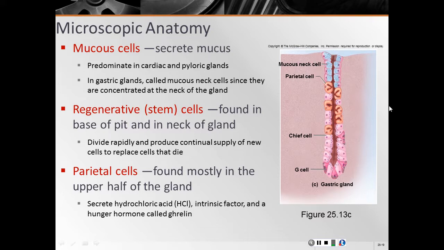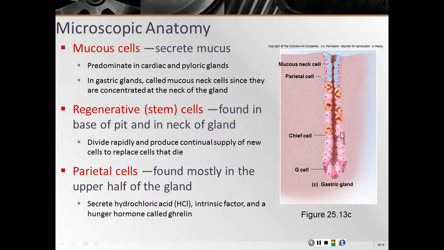Now the regenerative or stem cells are found in the base of the pit and the neck of the gland, and they divide rapidly and produce a continual supply of new cells. Now the parietal cells, which we see here, are found mostly in the upper half of the gland, and they secrete hydrochloric acid, intrinsic factor, and of course ghrelin, a hormone that deals with hunger. They are mostly found in gastric glands, but a few can be found in the pyloric glands.